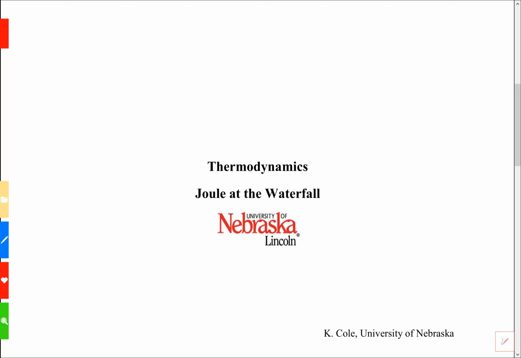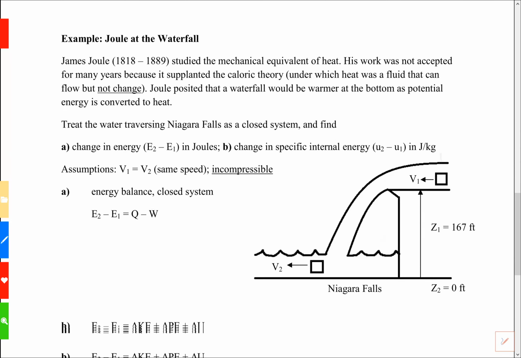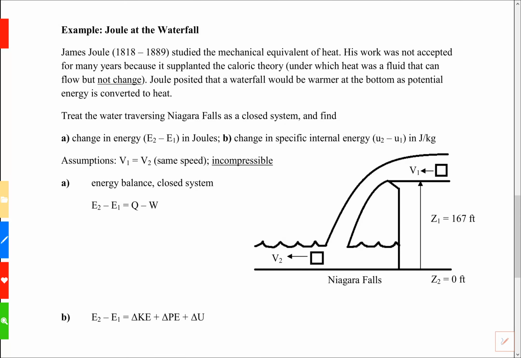This is Kevin Cole. The topic is thermodynamics, and the example is Joule at the waterfall. James Joule studied the mechanical equivalent of heat. He struggled to explain his work to others because it was different from the caloric theory, which was the prevailing theory. Joule posited that a waterfall would be warmer at the bottom as potential energy is converted to heat.